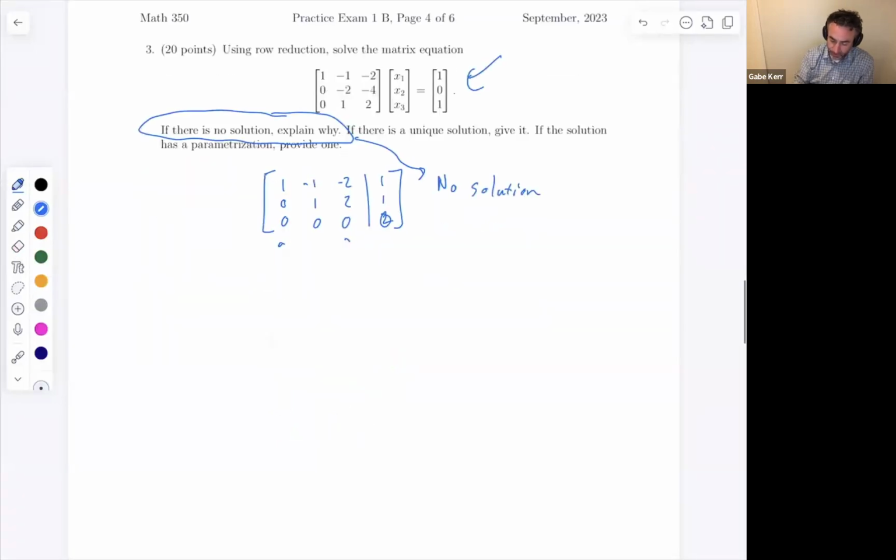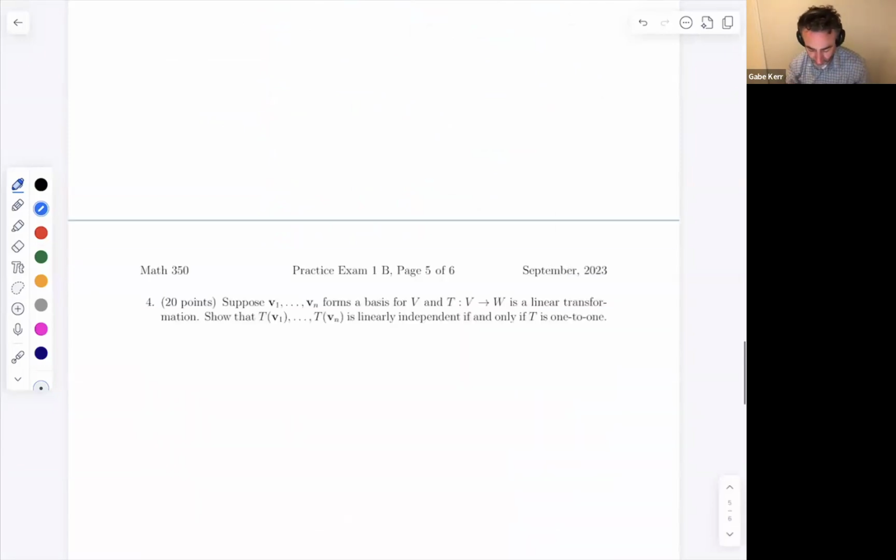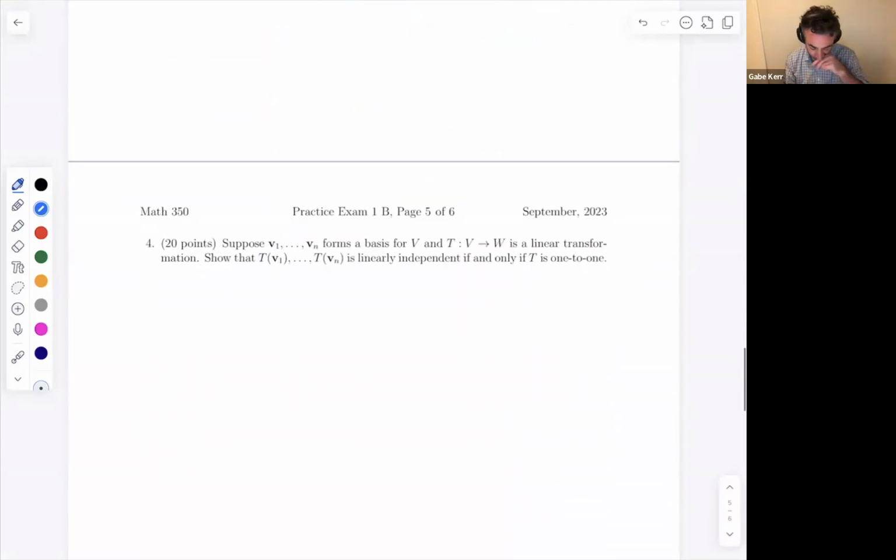So no solution because something like 0 equals 2 is not possible. Something like that is fine. Or you can say by theorem in the book or whatever you want.